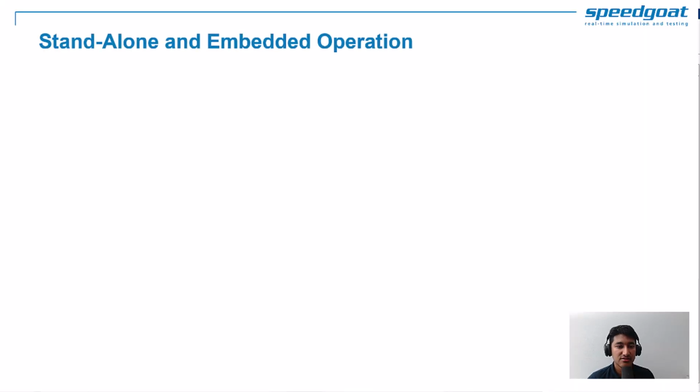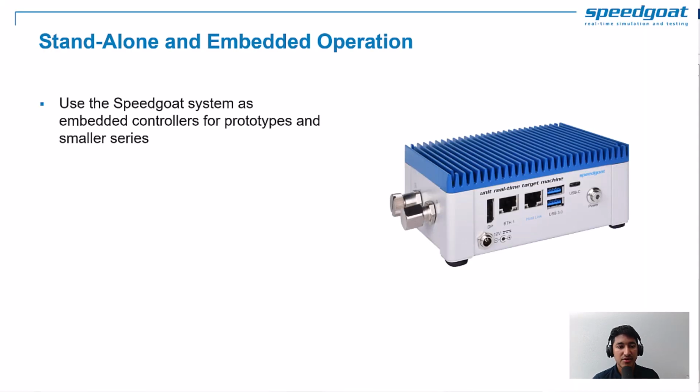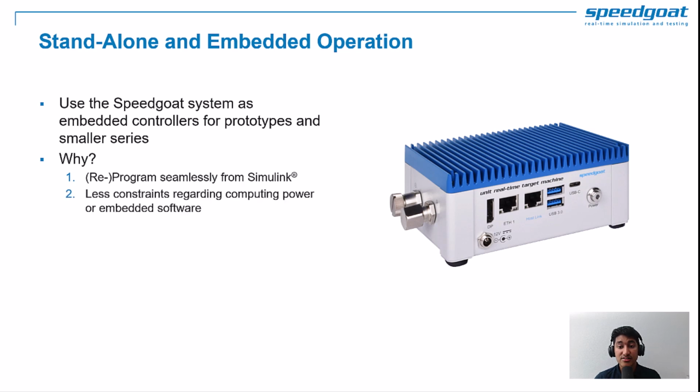Continuing further, let's also discuss a little about the Speedgoat system as an embedded controller for your prototypes. You may ask why? So first, you get the closest connection possible to Simulink to implement controller changes. Second, you have less or no constraint on your compute resources, especially when you're trying different control concepts.